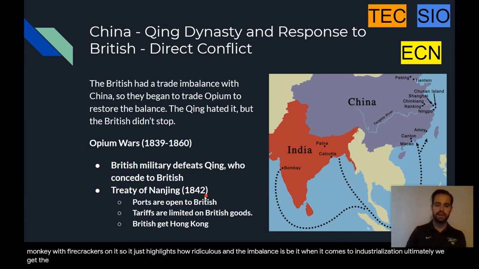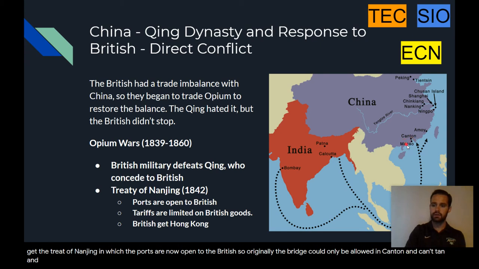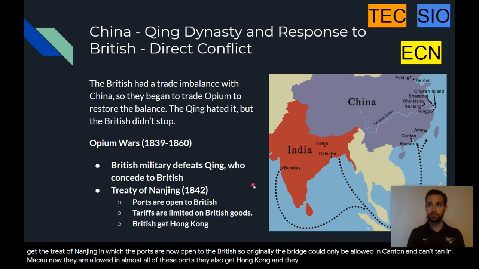Ultimately, we get the Treaty of Nanjing, in which the ports are now open to the British. So originally, the British could only be allowed in Canton and Macau. Now they are allowed in almost all of these ports. They also get Hong Kong, and they also limit tariffs.